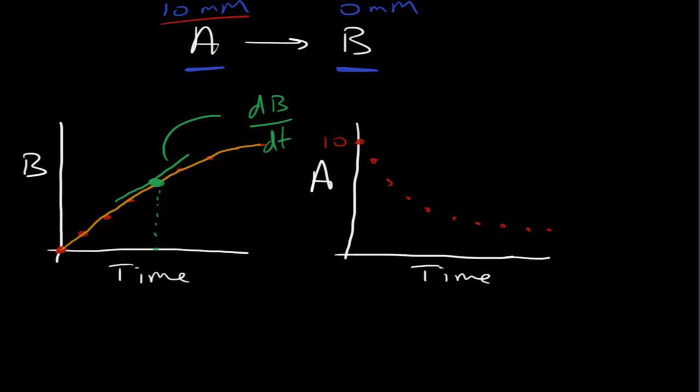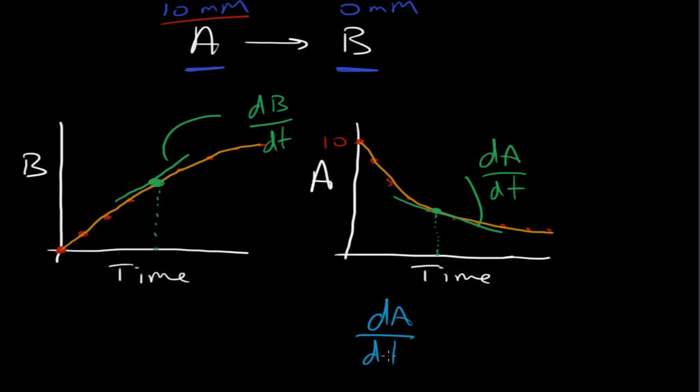Again, if my data is good enough, I can draw a nice smooth curve through this. And again, at any particular point in time, I can mark that, put a straight line at that point to mark the slope, and this slope is now dA by dt. Now it should be clear to most of you that there's a slight difference between dA by dt and dB by dt. In particular, dA by dt is negative because it's getting consumed, whereas dB by dt is positive because it's getting made.